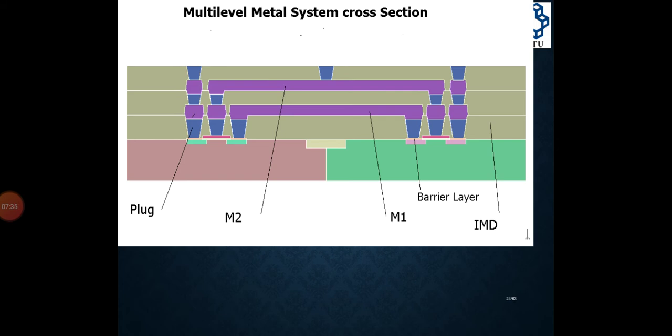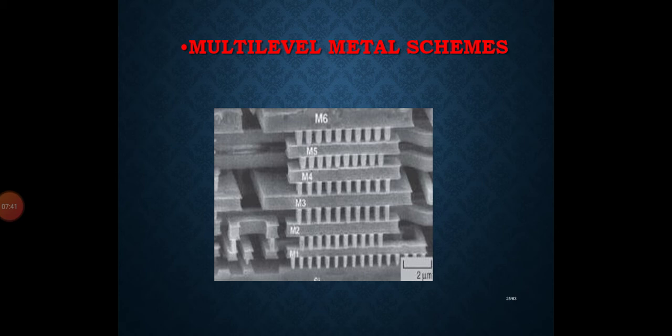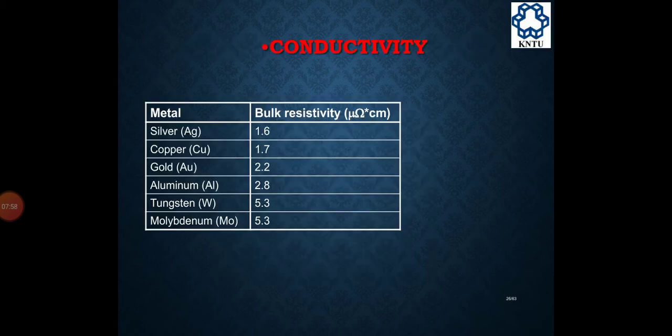This is the blue color, and these are the multi-metal system cross section. Now this is the actual image of the metal layer. Below is the transistor, and above there are metal 1, metal 2, metal 3, and up to metal 6. These are all the metals.